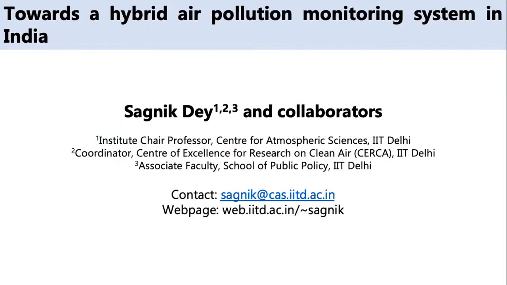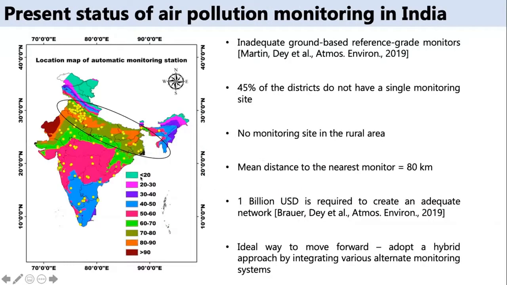If you really see the air pollution monitoring system and scenario in India, we realize that we need a hybrid system. If you look into this map here, which shows the location of the ground-based monitoring, and this circle here represents the Indo-Gangetic Basin. The background color is actually the pollution level in India. You can see from these numbers that the higher number indicates the air quality is very poor in this region. And you can clearly see that the entire Indo-Gangetic plain has very poor air quality.